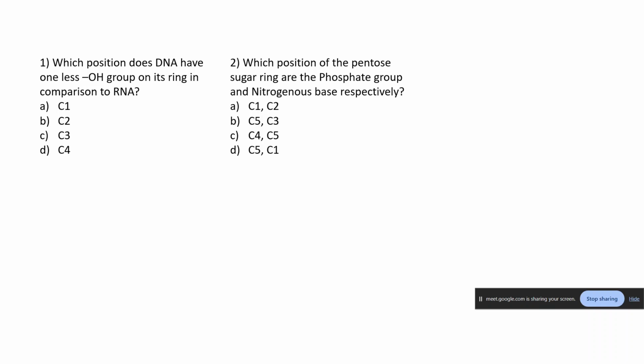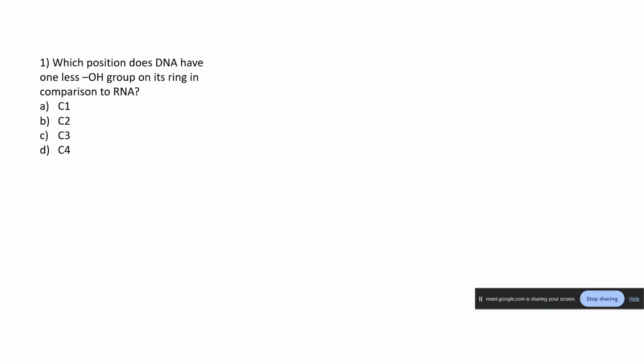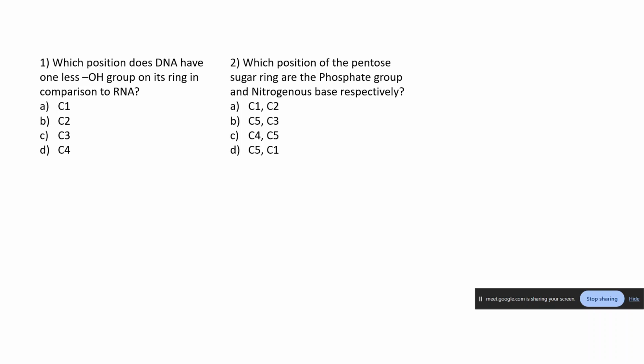That is the carbon on which the OH is present in RNA but not in DNA. And I'll show you the structure to jog the memory of anyone who might have forgotten, because these do get confusing and I completely relate to that. So which position of the pentose sugar ring are the phosphate groups and nitrogenous base present on, respectively? Do you guys remember that on your sugar ring, you will have your phosphate group that helps link one base pair to the next, and then you have your nitrogenous base, which is your adenine, guanine, all of that. So do you guys know which one is on which carbon of this sugar ring? C5, C1, it's D.